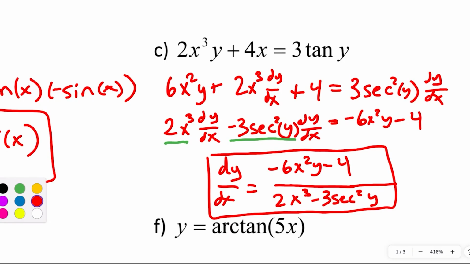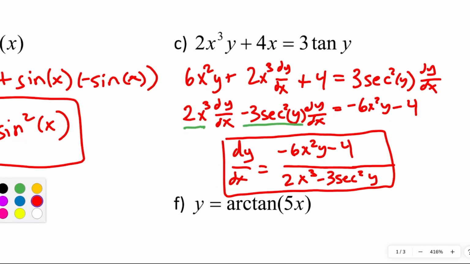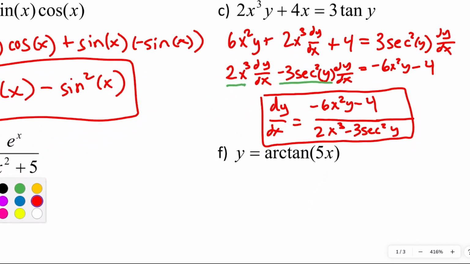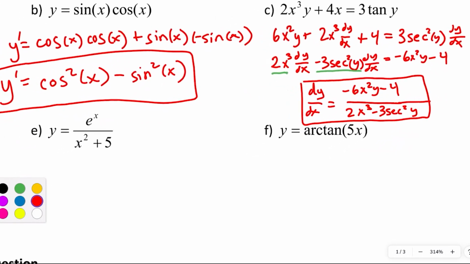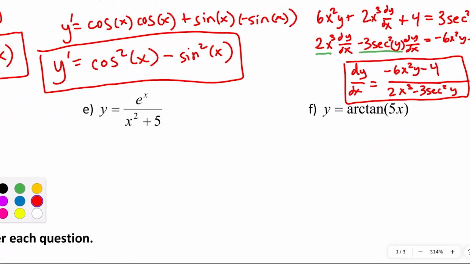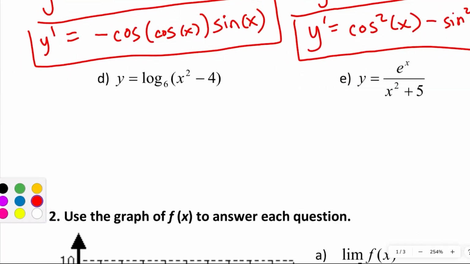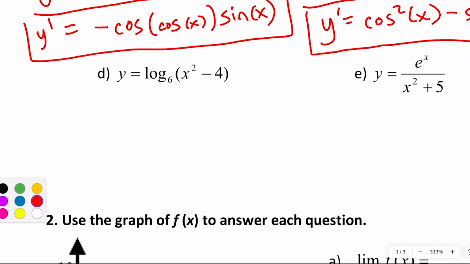Now, if you happen to work this problem out by bringing the dy dx's to the right-hand side, you'd get the same expression here, except both terms on the numerator would be positive, and the signs of the terms in the denominator will flip. So you'd have positive 3 secant squared y minus 2x cubed. Letter D.